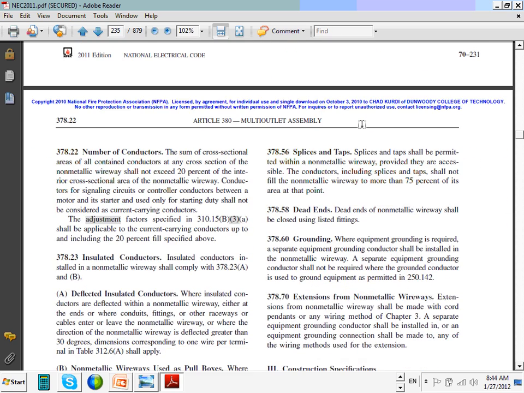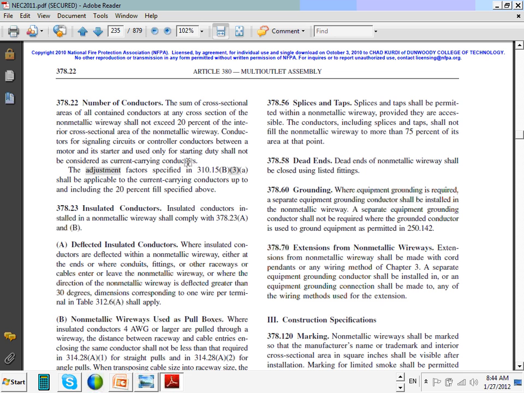I'm going to go directly into the number of conductors. Here's the drawback of this one. You can't fill the wireway more than 20%, exactly like the metallic one. But you have to derate. The minute that you put 3 current-carrying conductors or more in it, you have to start derating. So that's really the drawback of non-metallic wireways.